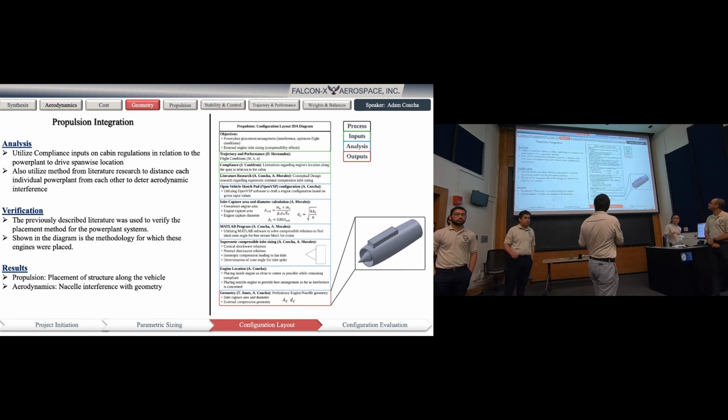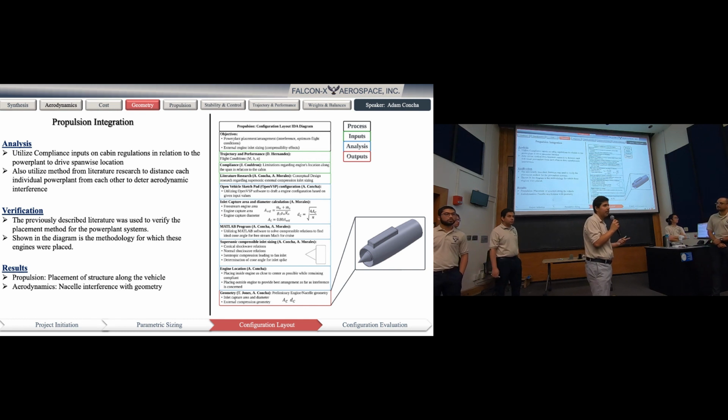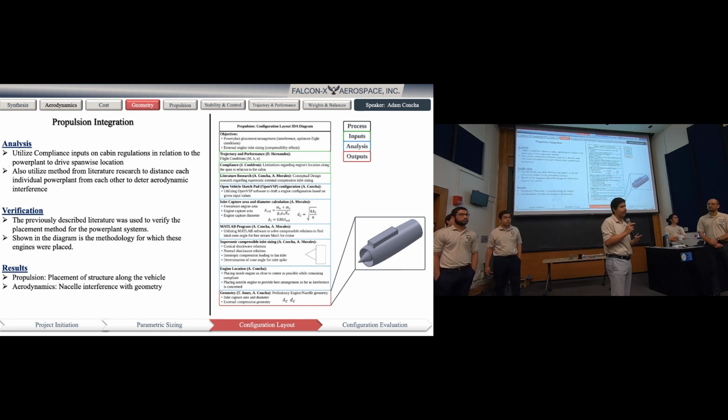And this is the analysis, the verification being the literature search we conducted on other OAW vehicles, and the results we passed to the propulsion and aerodynamics disciplines for aerodynamic interference and things like that.